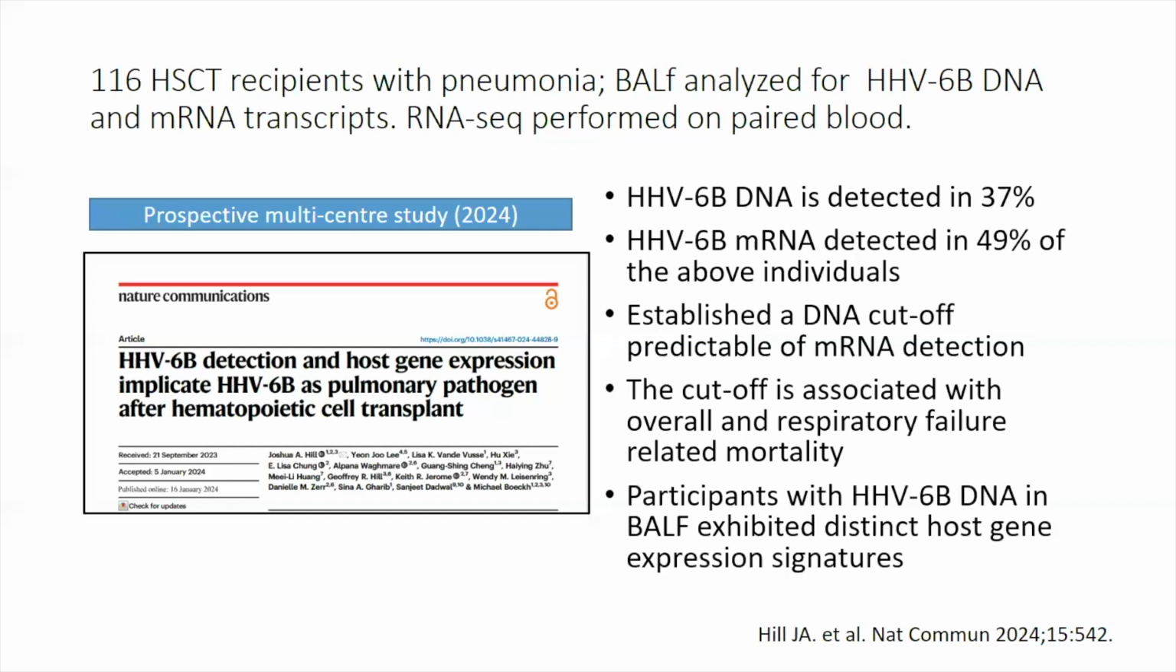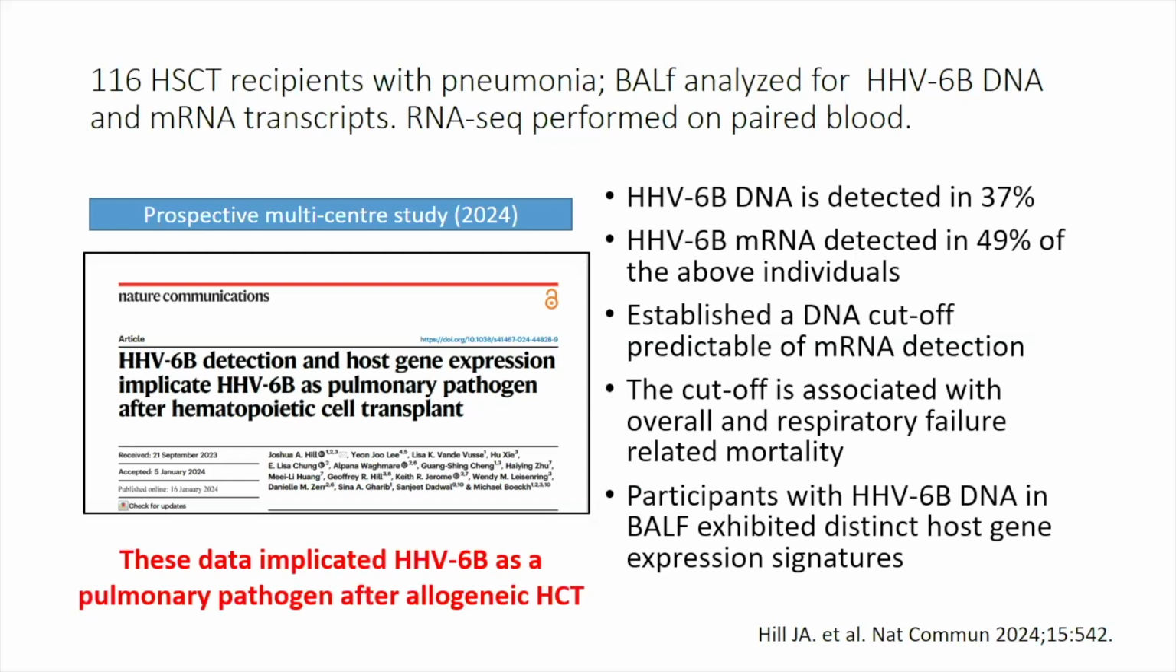And to bolster their results, they actually found that participants with viral DNA in their BAL fluid exhibited distinct host gene expression signatures. So that is quite corroborative of the results. So overall, the data implicated HHV6B as a pulmonary pathogen after allogeneic hematopoietic stem cell transplantation.